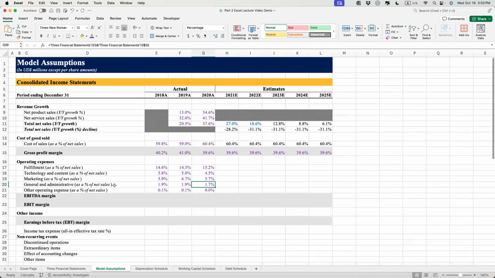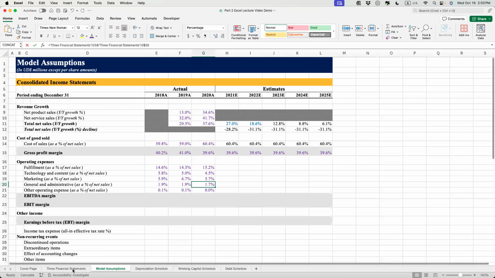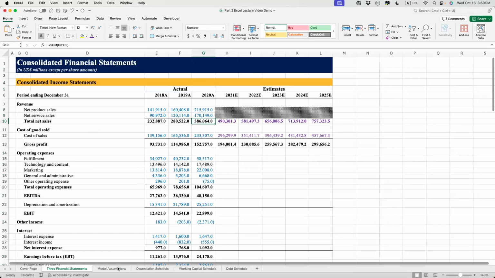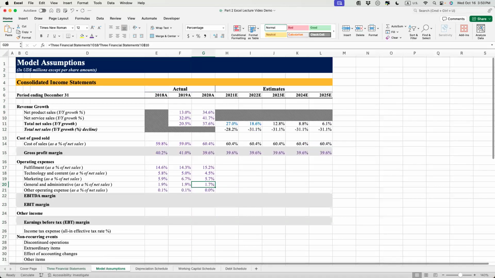Let's check this general and administrative for 2020. This is equal to G18 divided by G10. First of all, we come back here. G is the correct column because we've assessed 2020. Then G18, that's the correct row, divided by G10. That's correct. So now we know that everything we just calculated is correct.